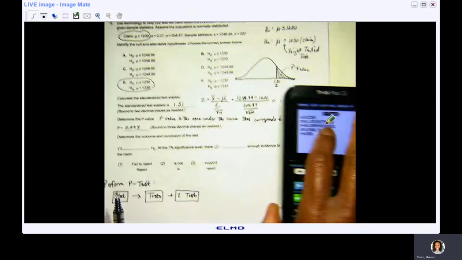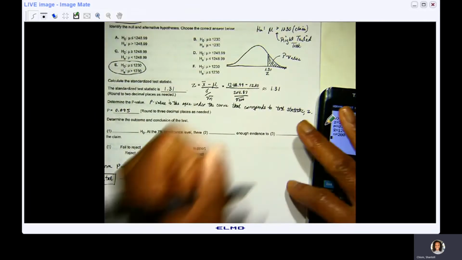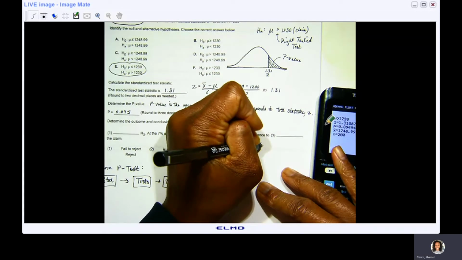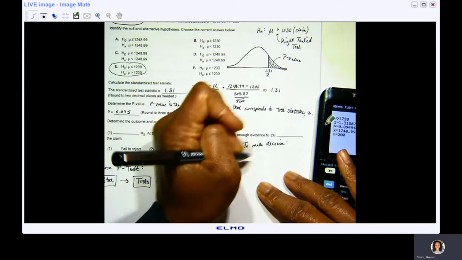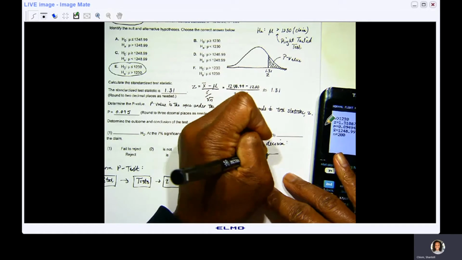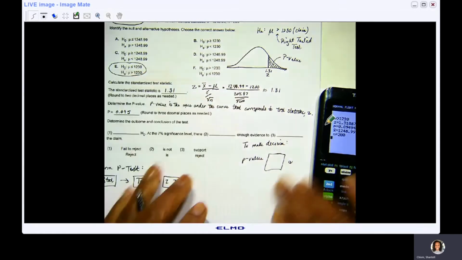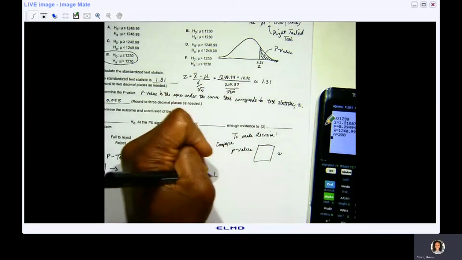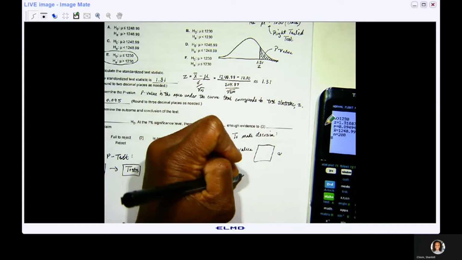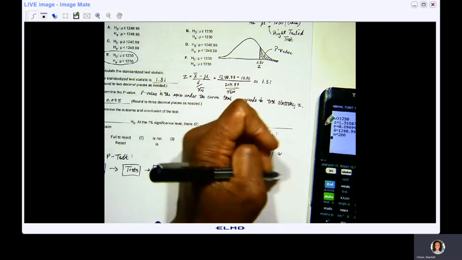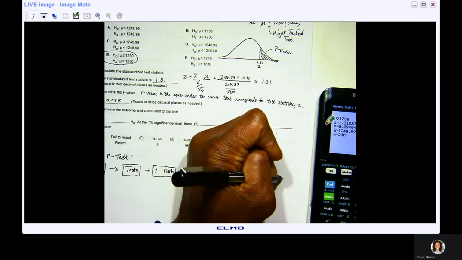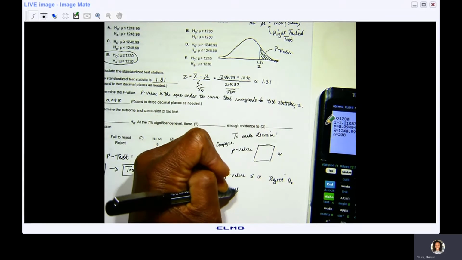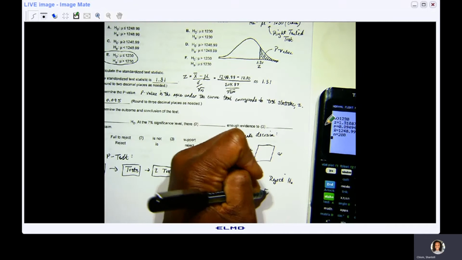All right, now determine the outcome. Well, to make a decision, you're going to compare the p-value to alpha. If p-value is less than or equal to alpha, then you will reject H naught. If p-value is greater than alpha, then you will fail to reject.